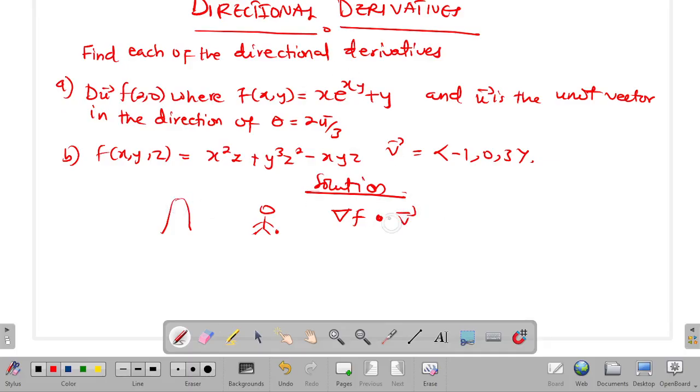Simply, the directional derivative is simply the dot product of a unit vector. Please take note. The directional derivative is the unit vector multiplied by the gradient function at the point where you are standing. As simple as that.